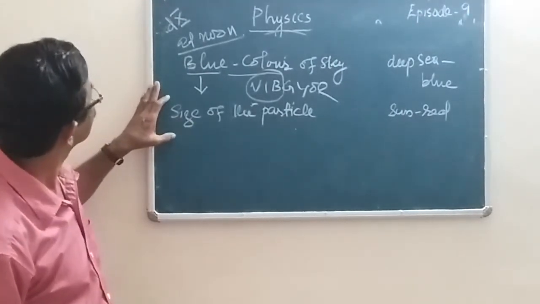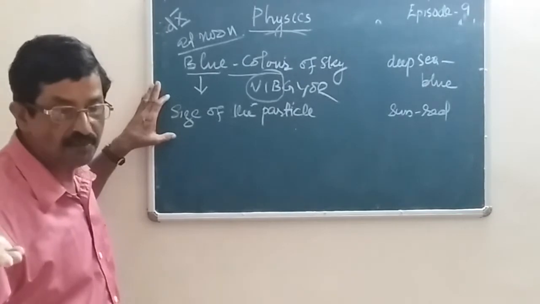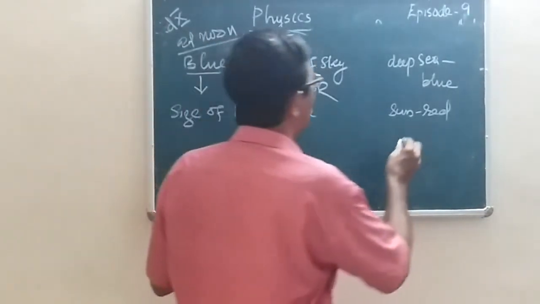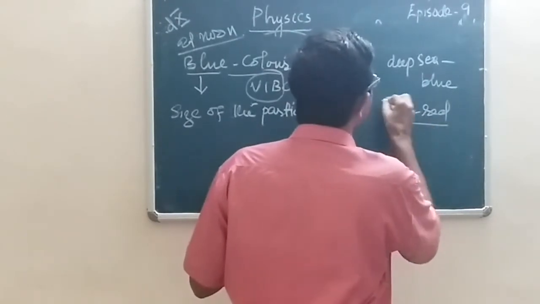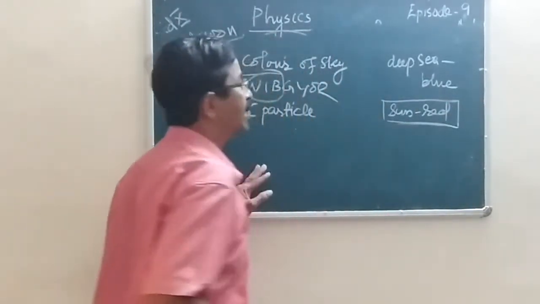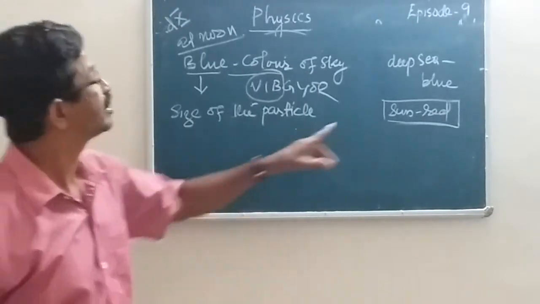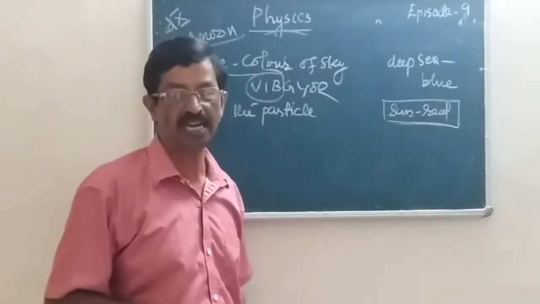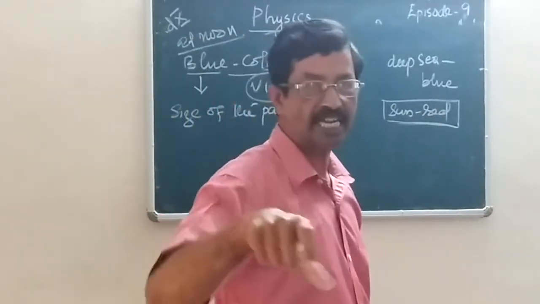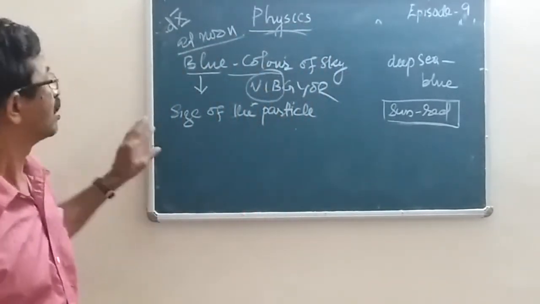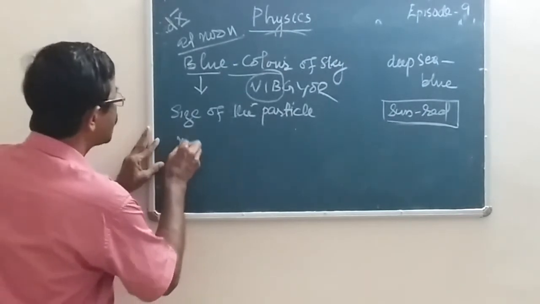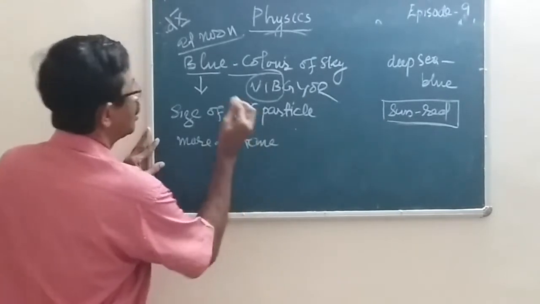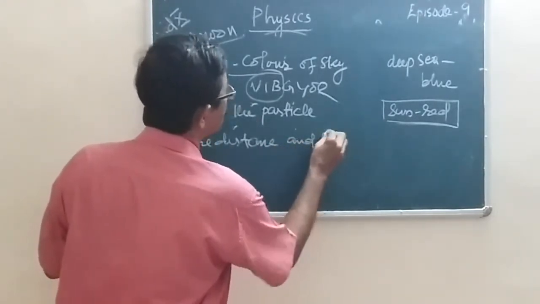But when the light travels a very far distance, that means in the morning and evening, the rising and setting sun appears red. Why does this appear in red color? Because at that time sunlight has to travel more distance.